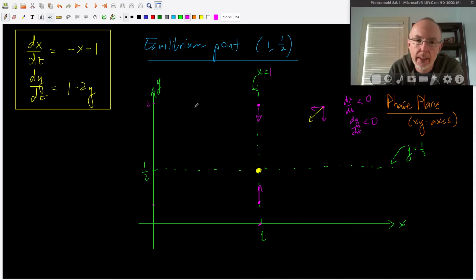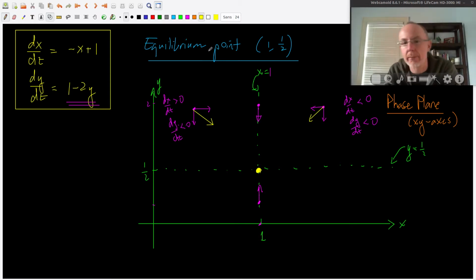Let's flip it over here and think about a point up here. Y is still bigger than a half, so over here dy dt is still negative. Right? I plug in a number bigger than the half in there, and the rate of change of y is negative. But for dx dt, in this case, x is now less than 1, for example this might be x is a half, and that's going to give us a rate of change of x that's positive. So at this point y is decreasing, but x is increasing, and so my overall motion somehow is down, because y is decreasing, but to the right, because x is increasing.